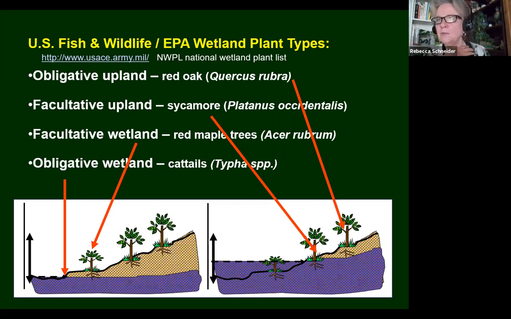That is the U.S. Fish and Wildlife EPA wetland plant list, and right now I found it on the Army Corps of Engineers Army military site. So the database is out there in a variety of formats, but basically it's a list of thousands of plant species by region and whether it's one of these categories.